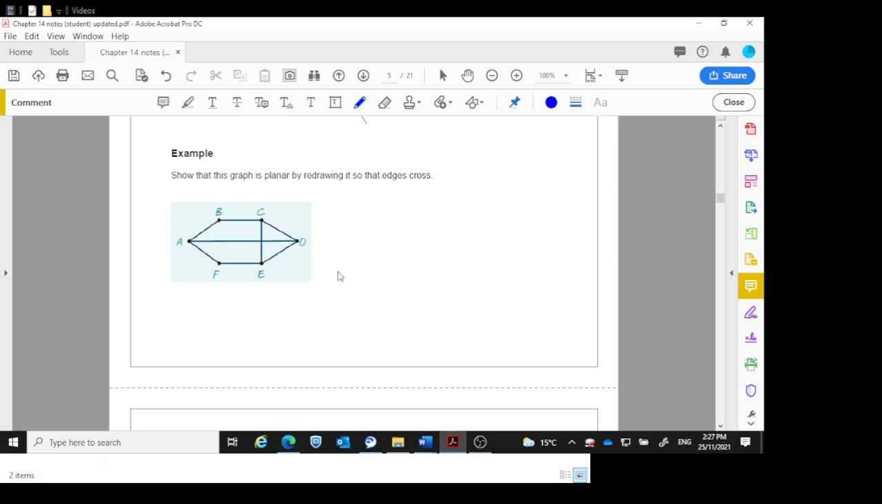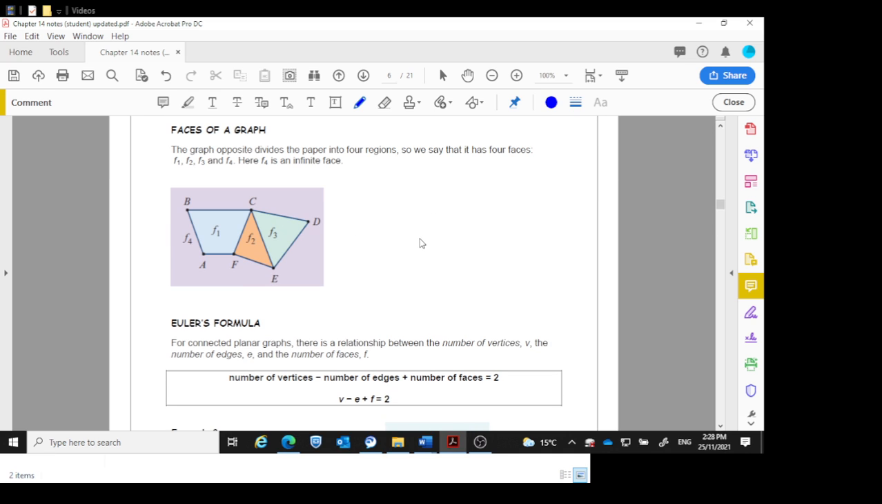Example, show that this graph is planar by redrawing it so that its edges do not cross. Okay. So A, B, C, D, E, and F. I'm going to keep the outside because they're all connecting and they're all fine. I can keep C to E. Now A to D, there we go. I'm going to draw A to D on the outside. So now I've made it a planar graph.